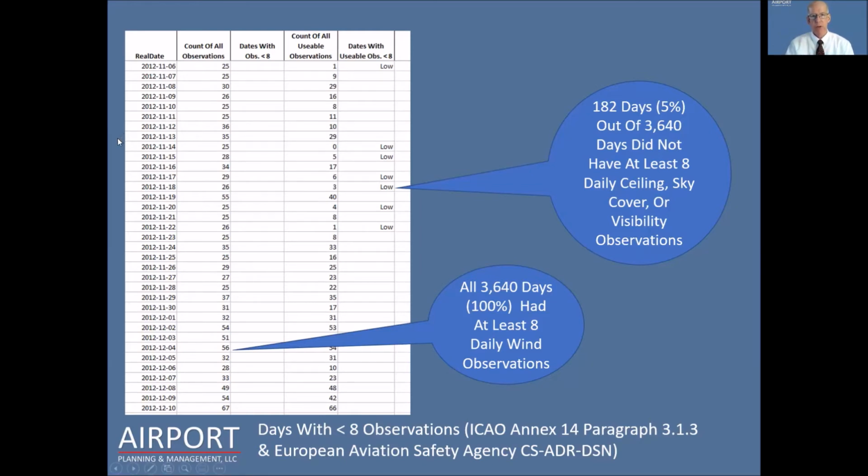Taking the same data that we just saw, matching that to 10 years, 3,640 days, it can be proven that every single day had at least 8 wind direction and wind speed observations. However, there were 182 days when there were at least 8 observations, including ceiling, sky cover, and visibility.